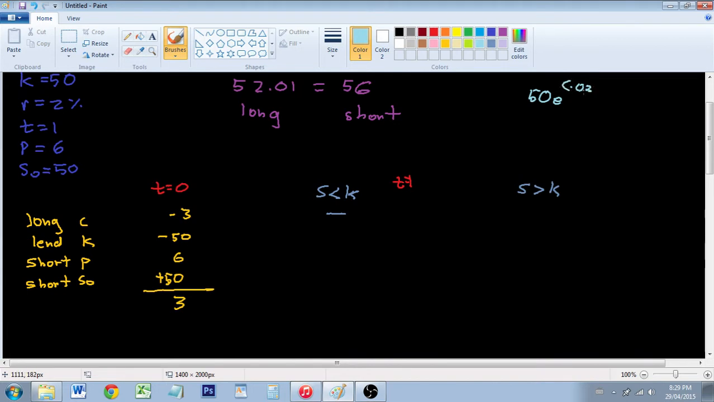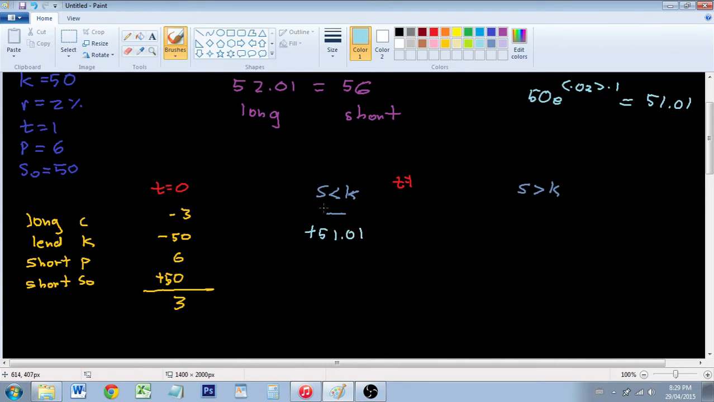0.02 times the amount of time. Our time is 1, our risk-free rate is 2%. That's where these numbers come from. You're going to end up with about $51 and a cent. So if we put this in a bank account, we're making 2%, and we walk out with this amount. So we're going to make $51.01.